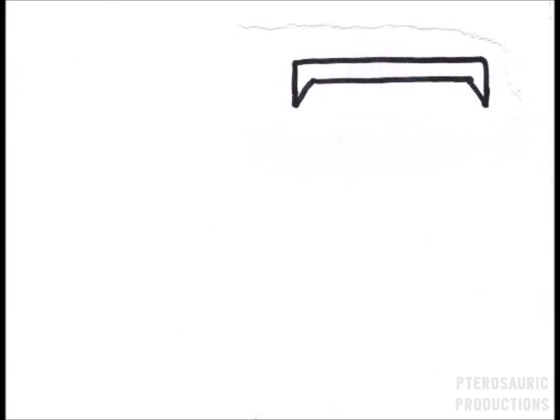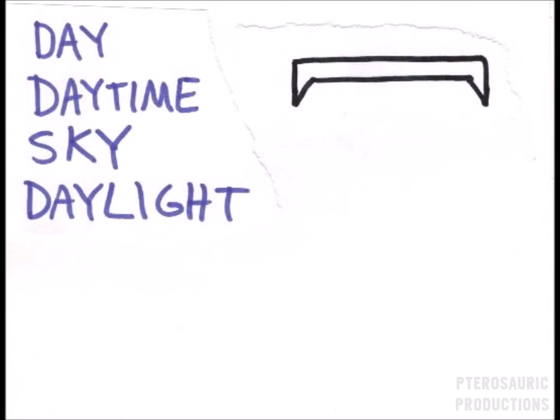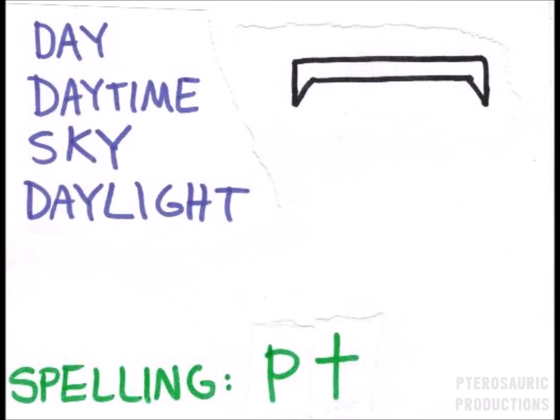All of these mean whole words. So this is a symbol for day. This can also mean daytime, sky, or daylight, depending on what the rest of the sentence is relating to. And it's spelled PT, which you should remember as the square stool and the taco. Now, P is pronounced P and T is pronounced T.